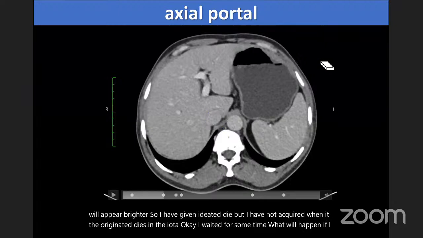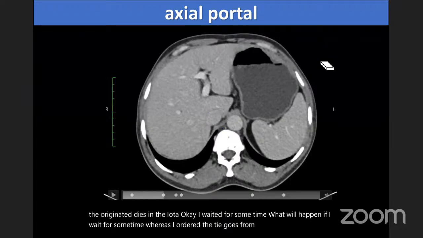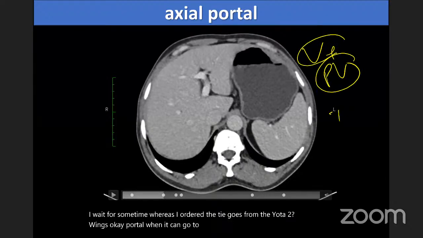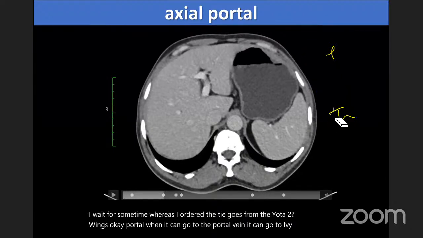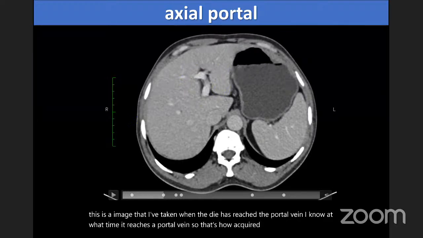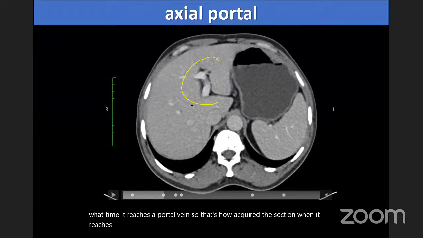Where will the dye go from the aorta to the veins? Okay, portal vein. It can go to the portal vein. It can go to the IVC. So this is the image that I have taken when the dye has reached the portal vein. I know at what time it reaches the portal vein. So that's how I have acquired a section when it reaches the portal vein. So now the dye is in the portal vein.